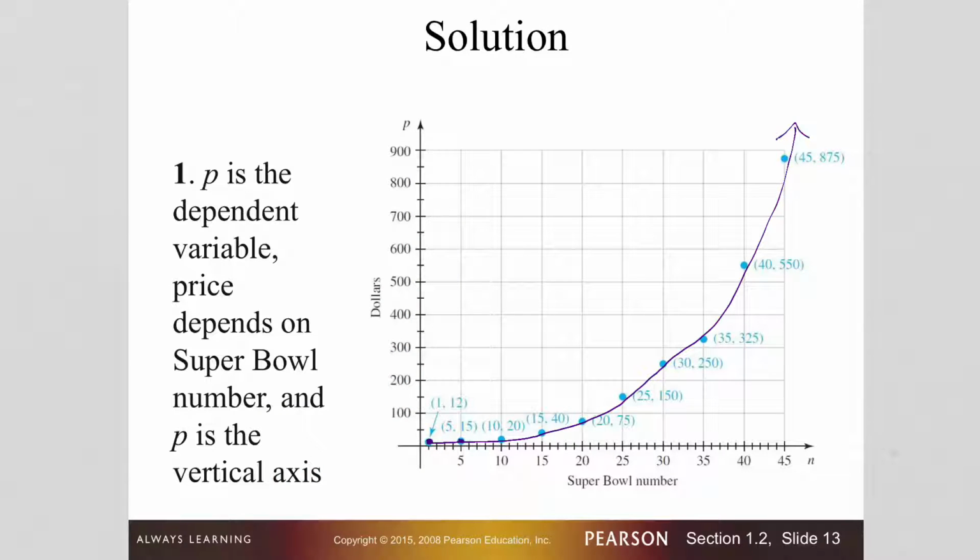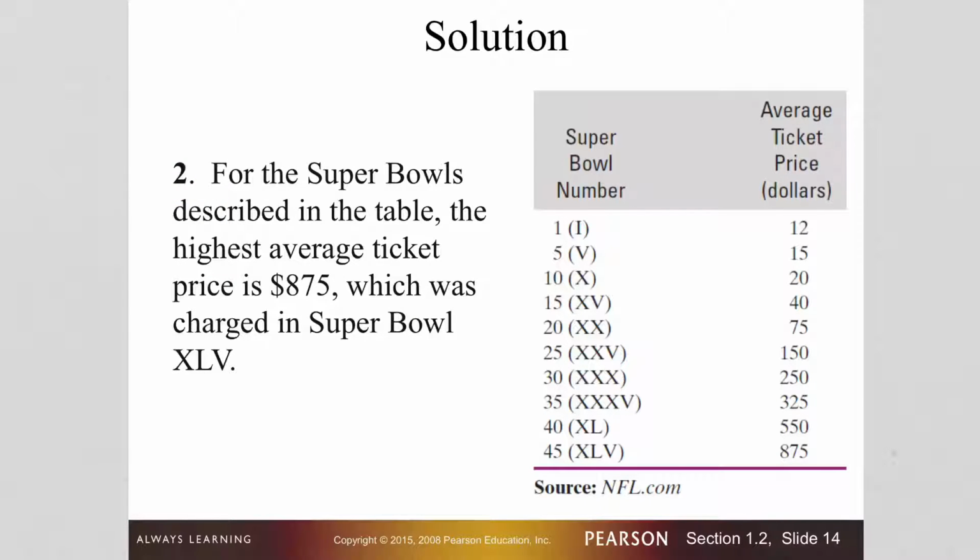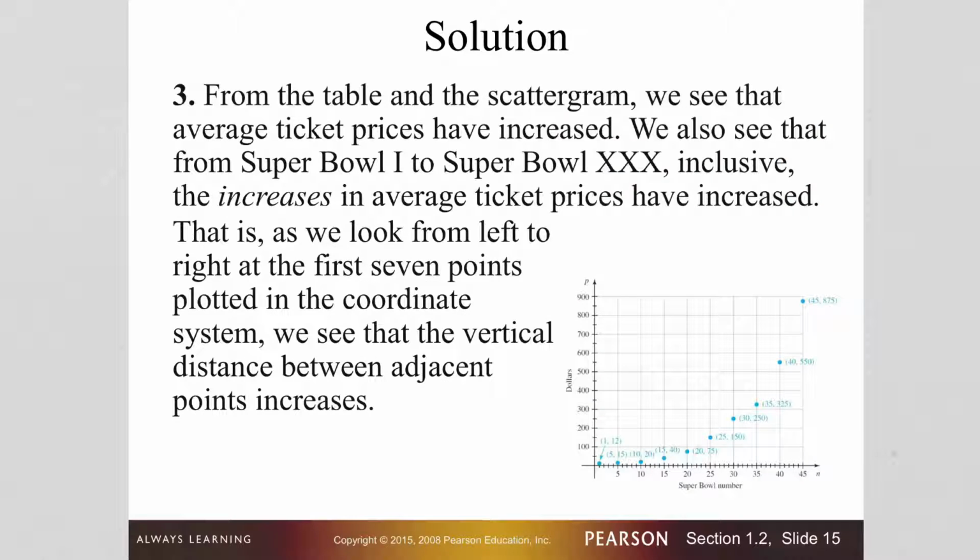All right, so again, this is the answer to number 1. You don't have to draw the line on these. You don't have to connect the dots. But just put the dots on the table. So then number 2, again, for the Super Bowls described, the highest average ticket price is $875, and it was for Super Bowl 45. And then I'm going to go ahead and let you read through this part too. It's got a pretty good explanation.